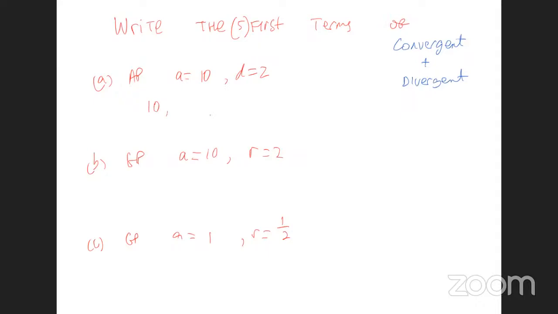Right, so the first term is 10, and then you go to 12, then 14, then 16, then 18. And then it keeps going bigger and bigger, right? You realize that? So at some point, it will probably reach infinity. Next one, it starts at 10, then you multiply by 2, that's 20, then 40, then 80, then 160. And if you keep multiplying, at some point, it will reach infinity. Are you okay with that?